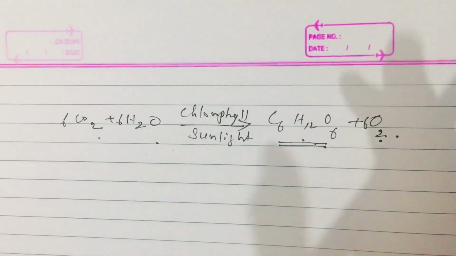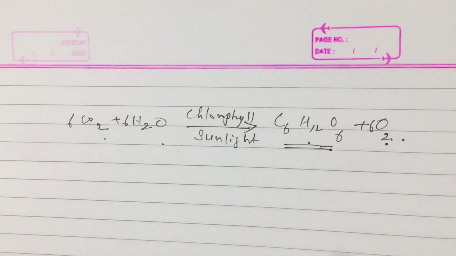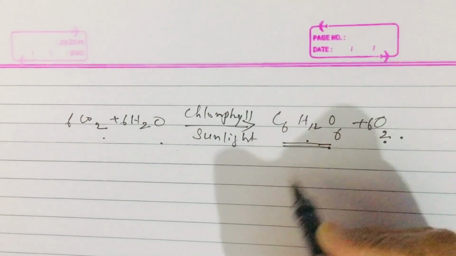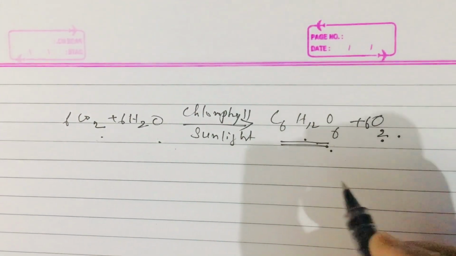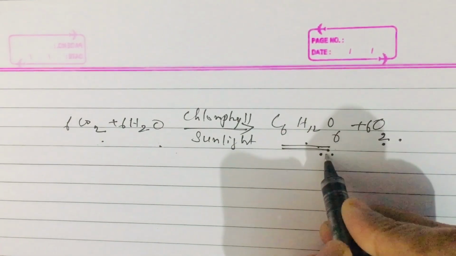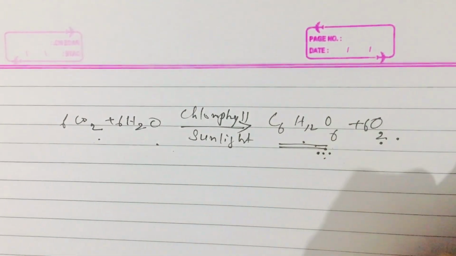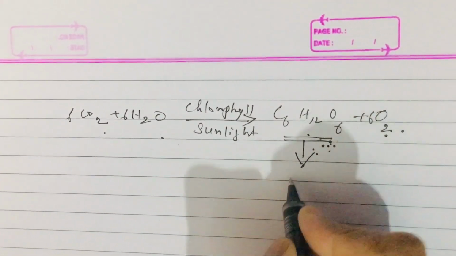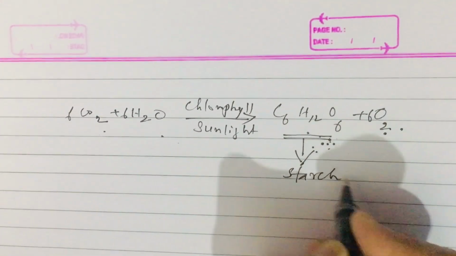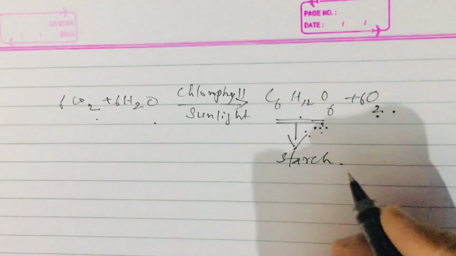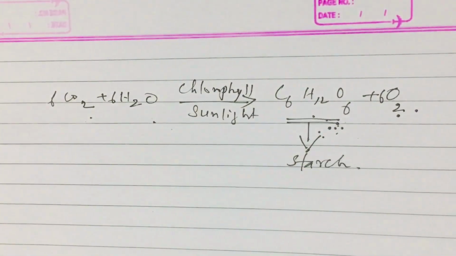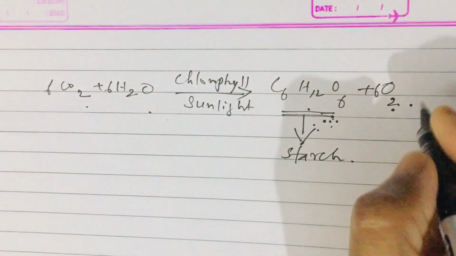Now, what happens to the glucose produced? This glucose is utilized by the plants for their energy needs. But the entire glucose is not utilized by the plants at one time. Whatever is not used will be stored as another form of carbohydrate, starch, in the leaves. This storage serves for the future.